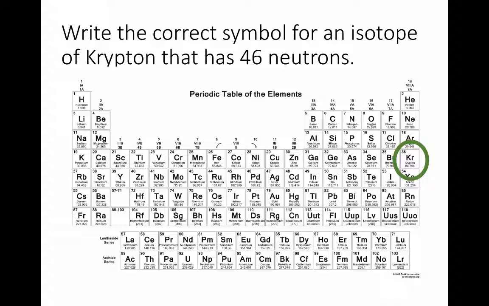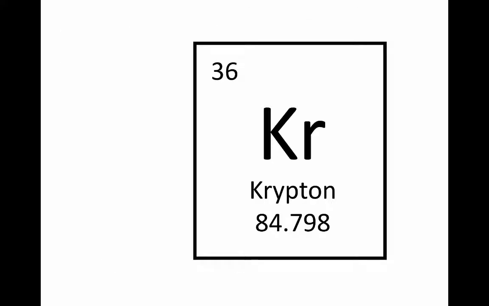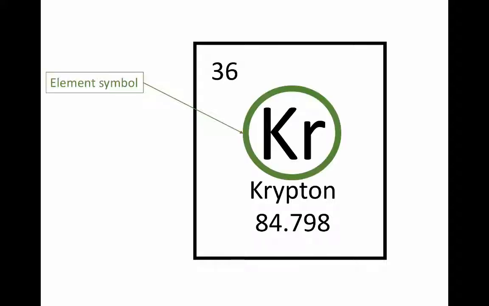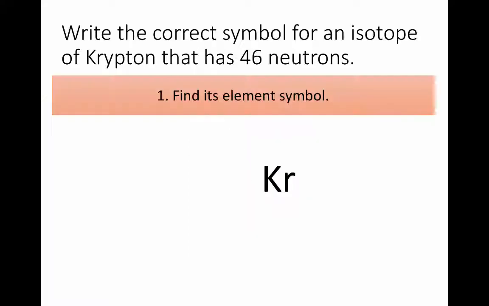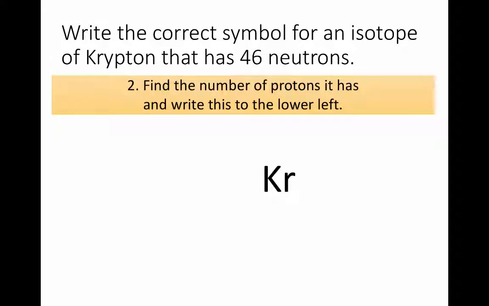Okay, let's zoom in on that in case you can't see the small writing on the screen. Here's what we've got. Do you see the element symbol? Here it is, right here, Kr. So we've got our element symbol, and we're going to write that. That's always the starting point, because the numbers that we write next have to be written in relation to the element symbol. The second step is to find the number of protons this isotope has and write it to the lower left of the element symbol.